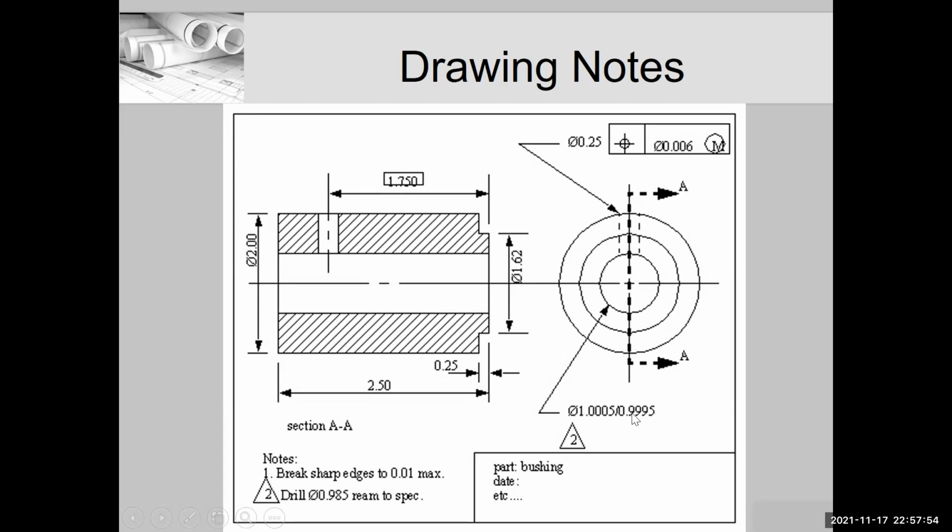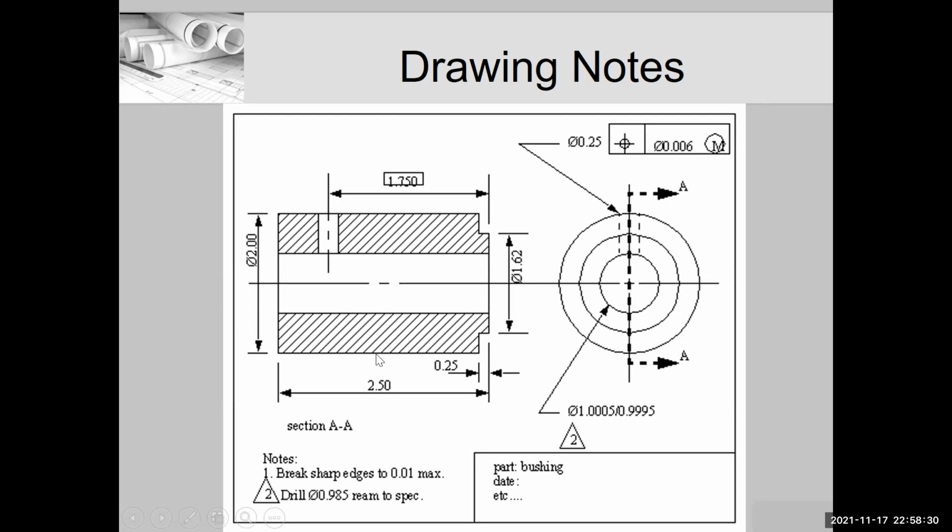So if you look here, this toleranced diameter has a note. Drill this diameter, ream it, and ream that hole as well. Okay, so you could have put that in the dimension itself, that this needs a ream on it. If not, you could put it as a note as well. And then this is another note that applies to the whole overall object. Break sharp edges to this maximum. I'm not really sure what that means, but that's just an example.